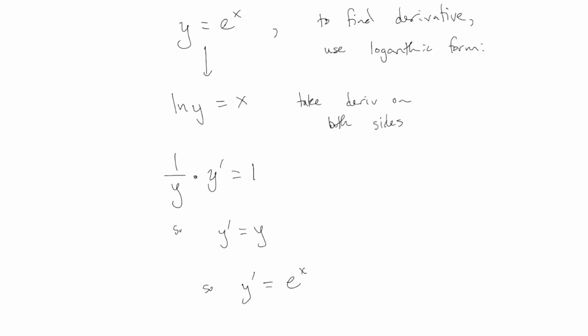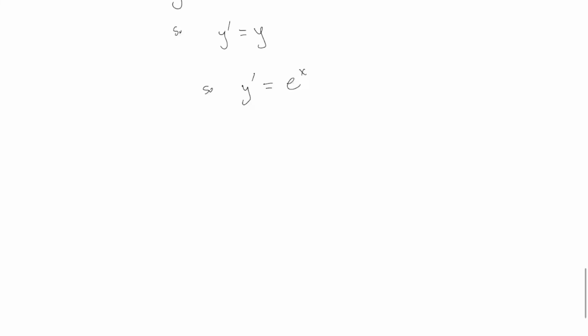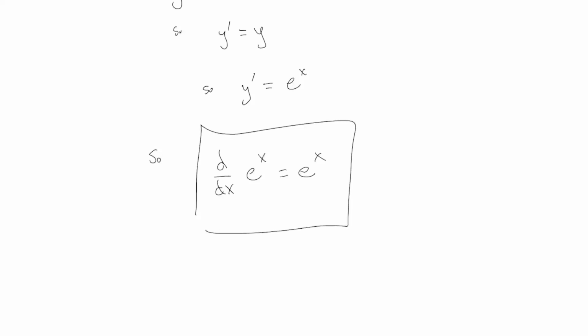All right? And now you see why I said that doing derivatives with e^x is very easy. It's because if you start with your function as e^x, the derivative is also e^x. So this is, just to summarize and put it in a box, the derivative of e^x equals e^x.